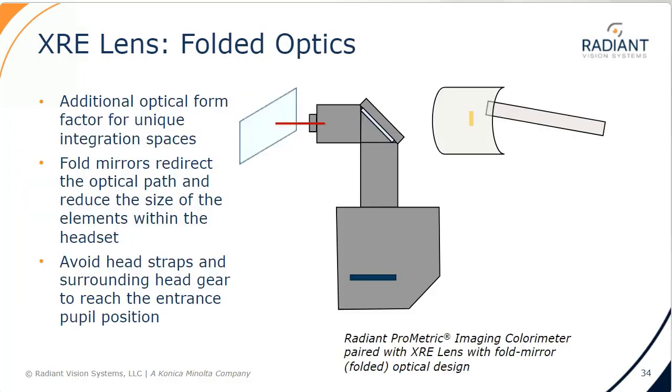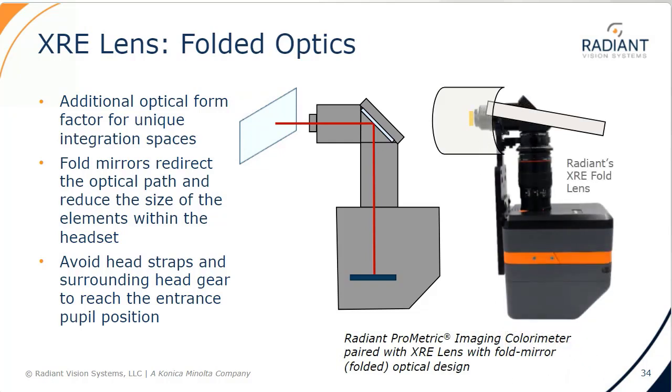Another hallmark of the XRE lens is that it offers different optical form factors to fit any integration space. A folded lens configuration is made possible by adding a fold mirror to the design. In this configuration, light from the display enters the eyepiece, is reflected by a fold mirror in the lens, which adjusts the optical path 90 degrees, and then it is directed toward the imaging system's internal sensor. Now, we can fit our measurement system inside any headset, avoiding head straps and surrounding headgear, and put our lens's aperture at the appropriate entrance pupil position.